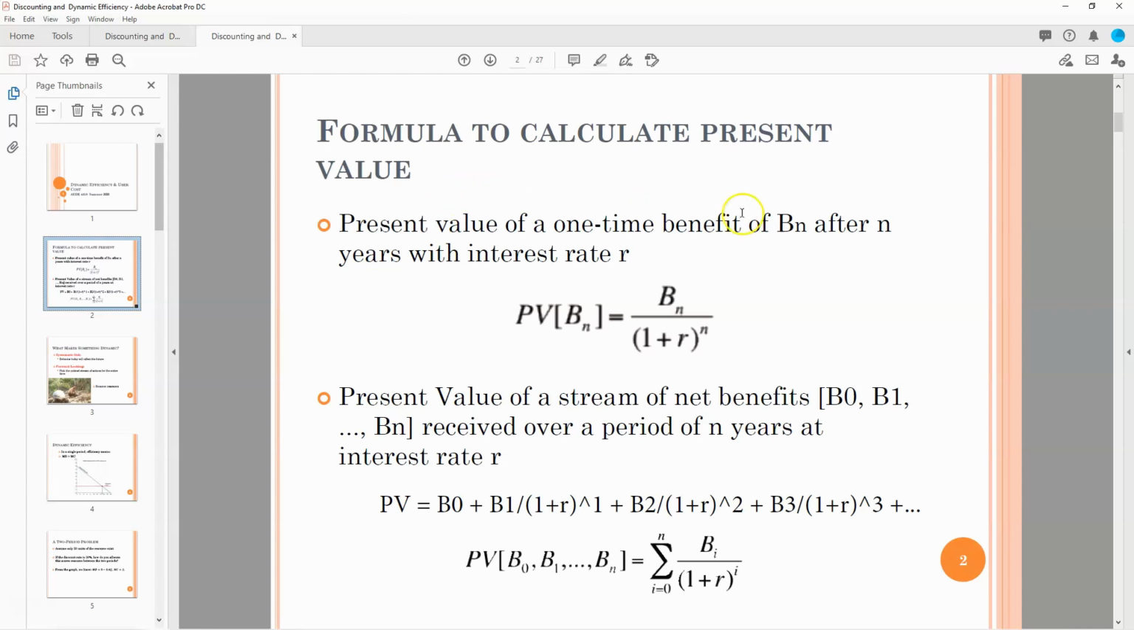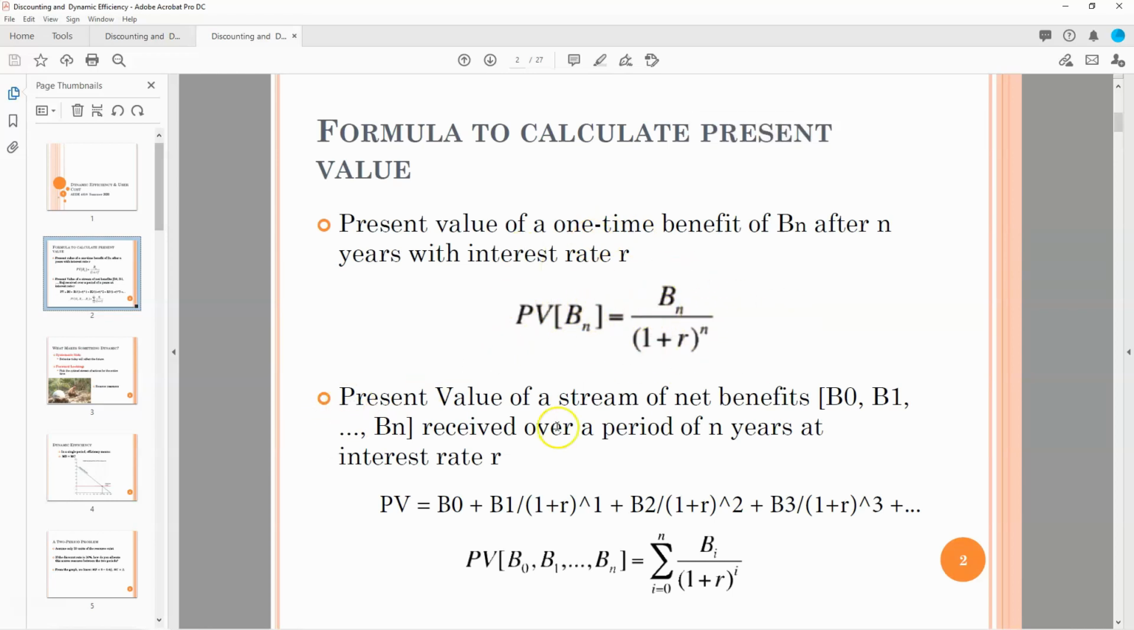In the last video, we talked about the present value and the future value. Suppose you will receive a one-time benefit, and the amount of this one-time benefit is Bn. You will receive this benefit after n years with interest rate R. So what is the present value of this Bn? The present value of this Bn is determined by this equation.